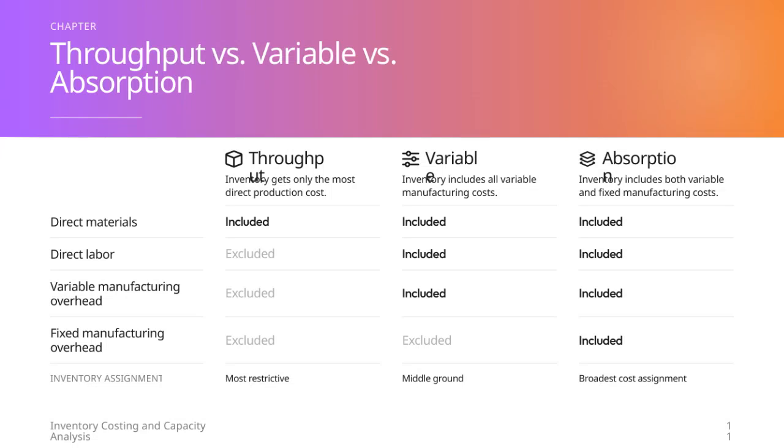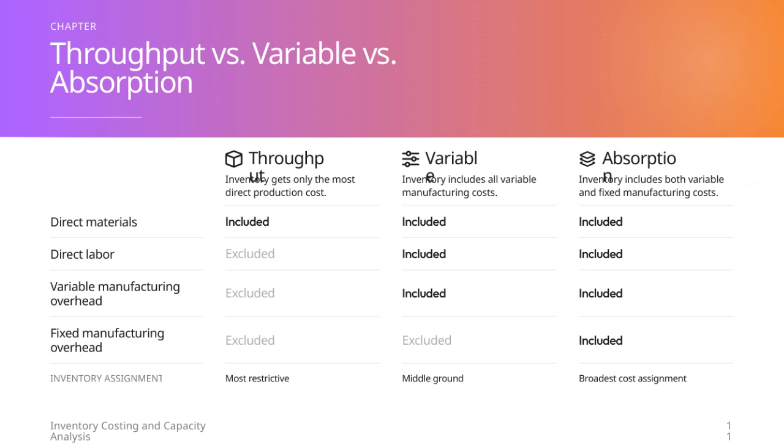Here we have a comparison of 3 different inventory costing methods: throughput, variable, and absorption costing. Starting with throughput costing, it assigns inventory only the most direct production cost, which means it includes direct materials but excludes direct labor, variable manufacturing overhead, and fixed manufacturing overhead. This makes it the most restrictive method in terms of what costs are assigned to inventory. Variable costing broadens the scope by including all variable manufacturing costs in inventory. So, aside from direct materials, it also includes direct labor and variable manufacturing overhead, but it still excludes fixed manufacturing overhead. This places it in the middle ground for inventory cost assignment.